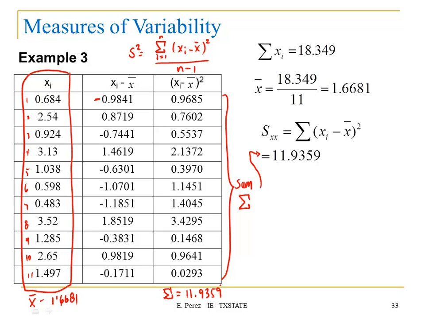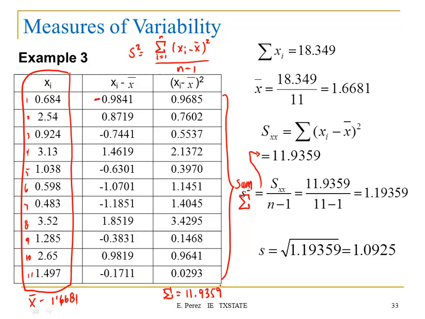Is that clear? So again, we are referring back to this formula. This is the sample variance. We need to find the value of this formula. So we need to look at the difference, square each difference, and then add those numbers. This top part of the equation is this number, 11.92. And now we just divide by n minus 1, so it's 11 minus 1. So your variance is 1.19. And your standard deviation is the square root of that number.